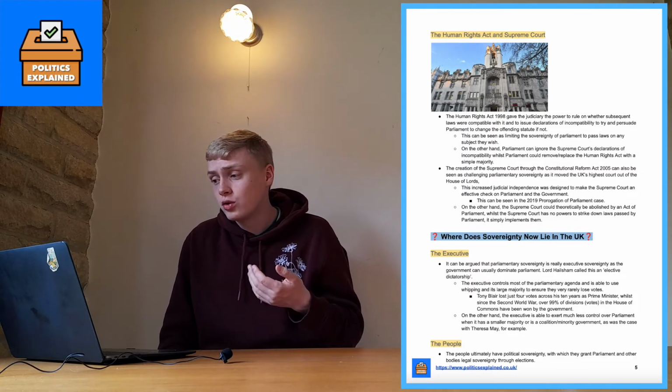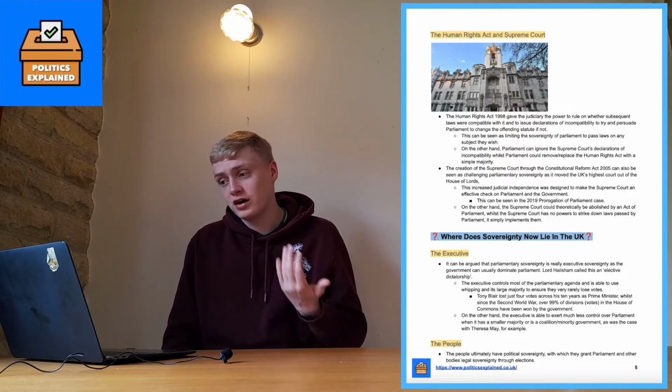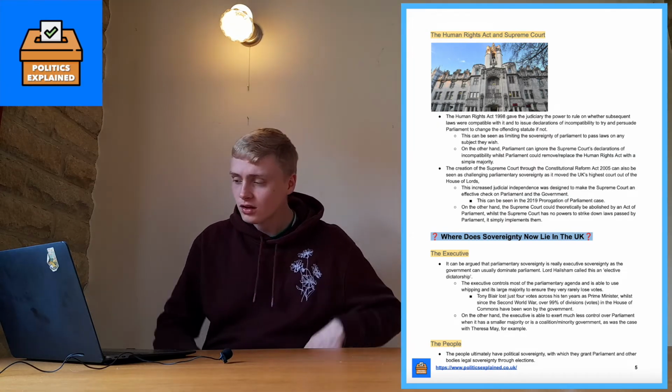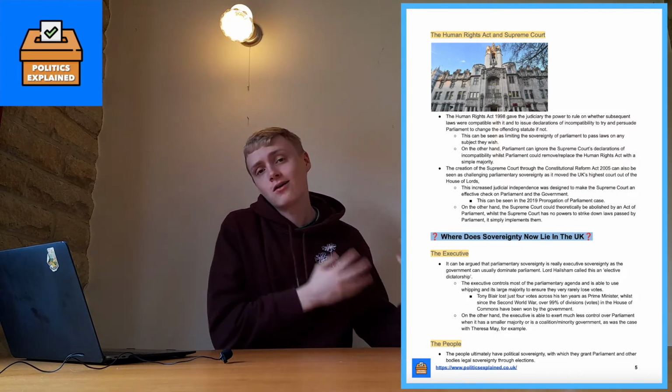But on the other hand, the Supreme Court could theoretically be abolished by an act of Parliament, and it still doesn't have powers to strike down laws passed by Parliament, and therefore Parliament can be argued to still be sovereign. So yeah, that's the first part, talking about the developments which may have transferred, or can be argued to have transferred, power away from Parliament.